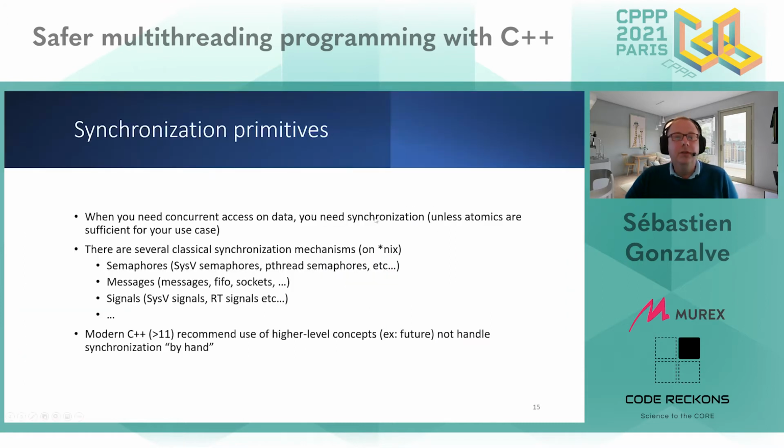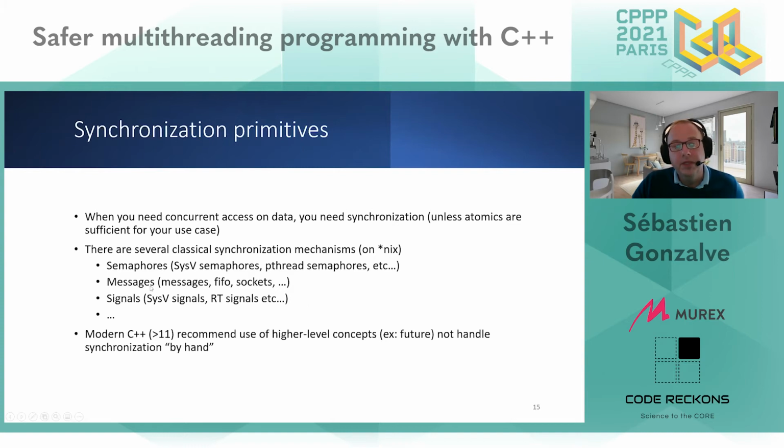To solve this problem of data races, we must rely on synchronization primitives so that when you are accessing the data from many places, many threads, you are sure that what you read is correct. There are several classical synchronization mechanisms, especially on Unix. It's the same for Windows, but I know them less, let's say. So there are semaphores. You can use system file semaphores or pthread, etc.